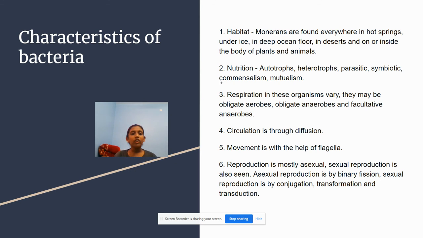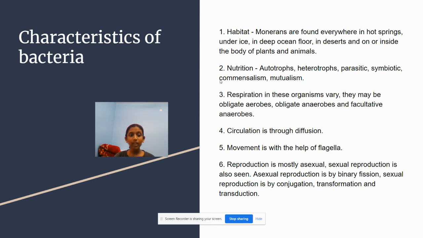Okay. The fourth point is circulation. It is through diffusion. Circulation means blood circulation, transferring useful minerals and nutrient products to different parts of our body, and oxygen supplied to our body. So it is known as the circulation process. In bacteria it happens through diffusion. Diffusion means the intermixing of different products, and the circulation happens.